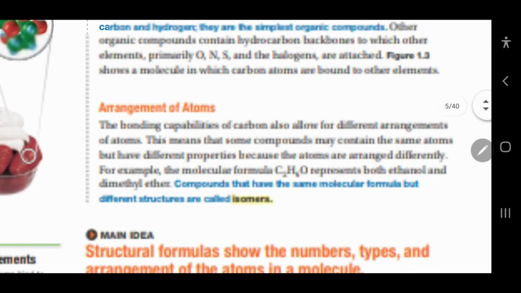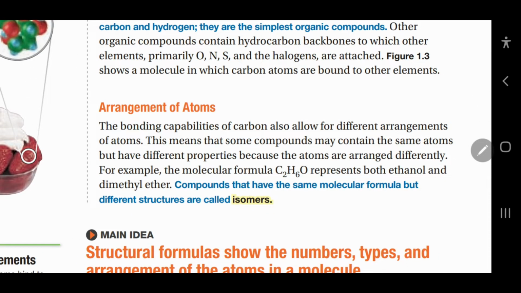Now, the arrangement of atoms also. Now we are talking, guys, about the 3D. We are talking about the shape of the compound in 3 dimensions. We are not talking about 2 dimensions, but we are talking about 3 dimensions. Now the arrangement of atoms here could make many different compounds for the same number of atoms inside the compound. And this is what we call isomers. So compounds that have the same molecular formula but different structural formula are called isomers.